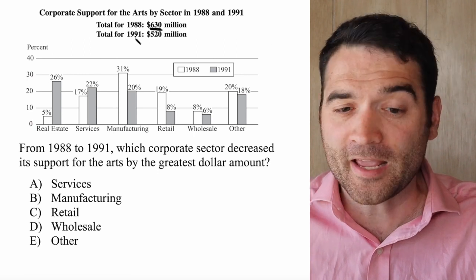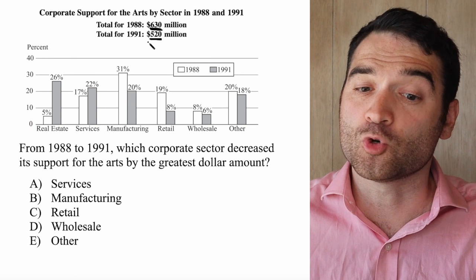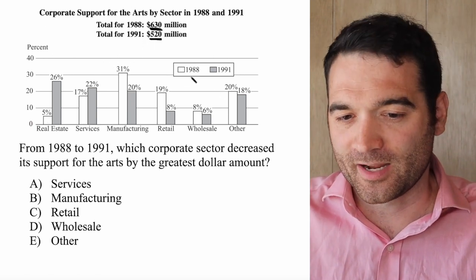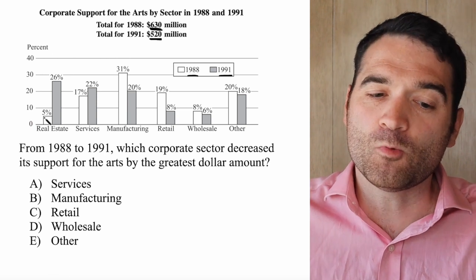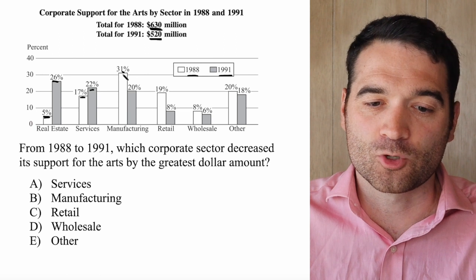which is 630, and the total amount spent in 1991, which is 520 million. And then for each one of these sectors, for 1988 and 1991, we see what share of the pie they gave, right, for each one of these years.